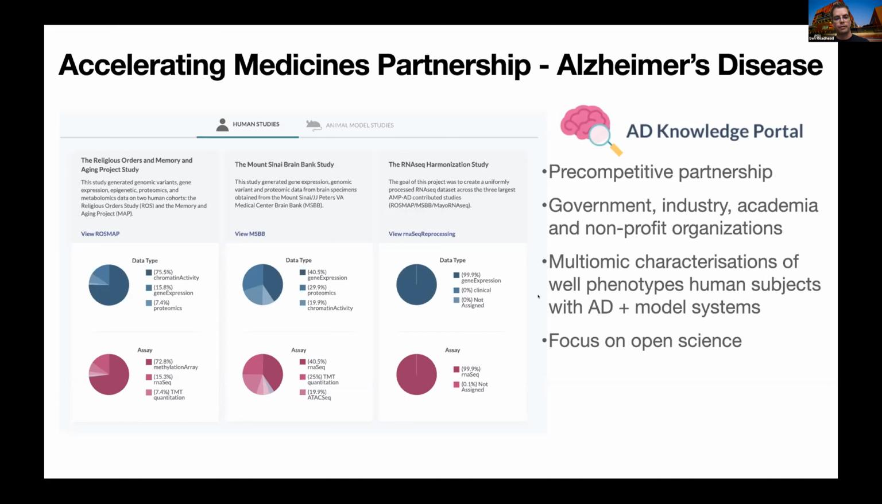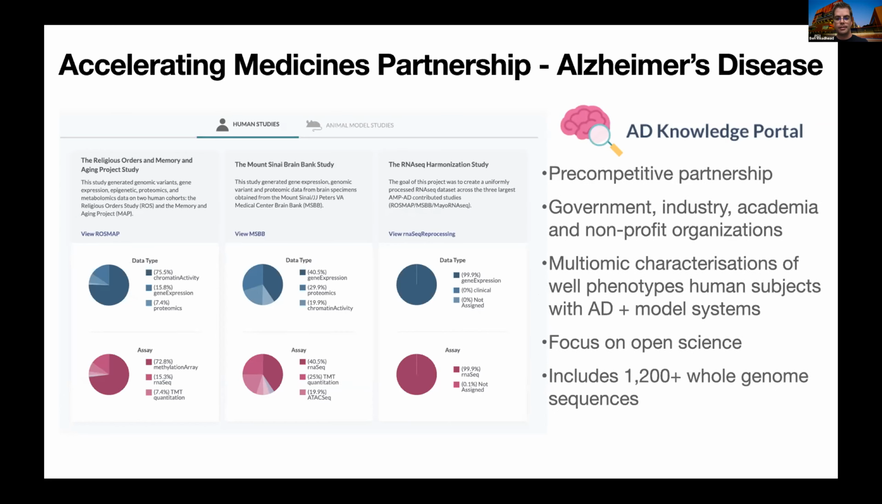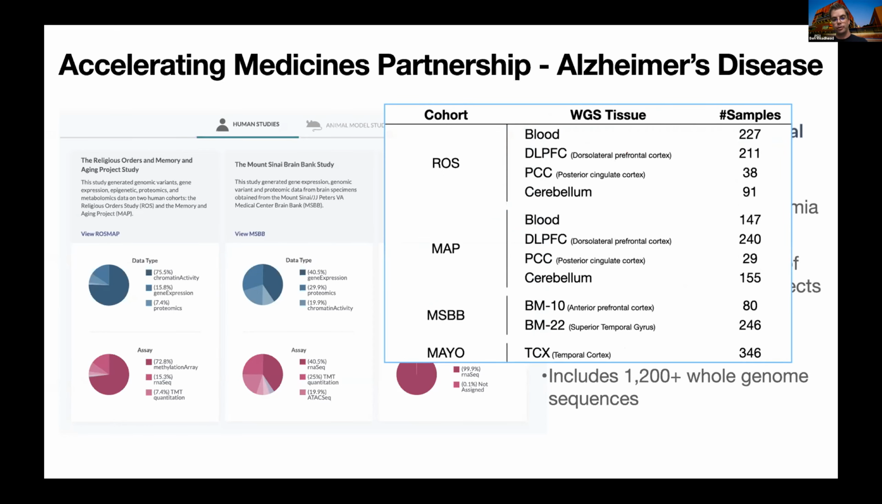And one of the things that it provides, amongst other things, is these very rich multi-omic characterizations from phenotyped human postmortem cohorts with and without Alzheimer's disease. And there's a real focus on open science and open methods. Of interest to this particular project, what they have is a large number of whole genome sequences that have been generated across multiple different cohorts, four different cohorts actually: the ROS, the MAP, the Mount Sinai Brain Bank, and the Mayo cohort.